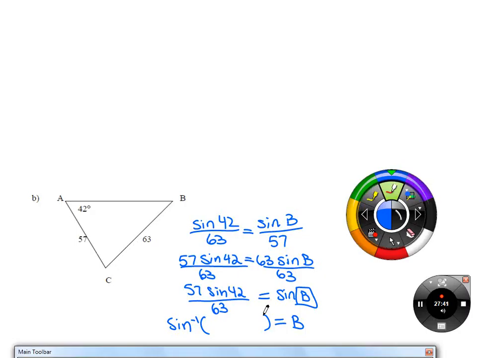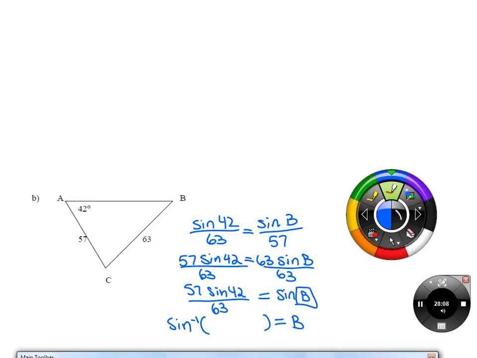So you can actually type all of it into the calculator once, but most of you like calculating this first. So you can do 57 sine 42, divide that by 63 and get an answer. And then if you take the inverse sine of that answer, this is like 0.60540, something like that. Then you get that angle B is equal to 37.3 degrees.